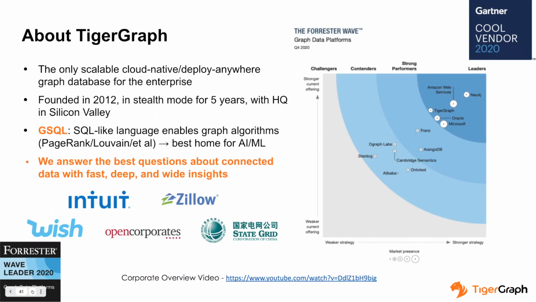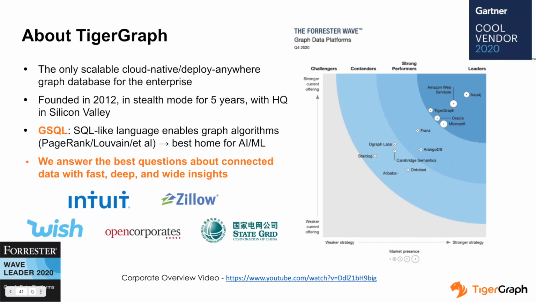But really, we're the only scalable graph database for the enterprise, and we run on cloud, we deploy anywhere. We were founded in 2012. We were in stealth mode for 5 years. Our headquarters is in Silicon Valley, but our crown jewels are really GSQL, which is a SQL-like language that enables graph algorithms, PageRank, Louvain, others that Graham mentioned. It's really the best home for AI and ML. We answer the best questions about connected data with fast, deep, and wide insights.